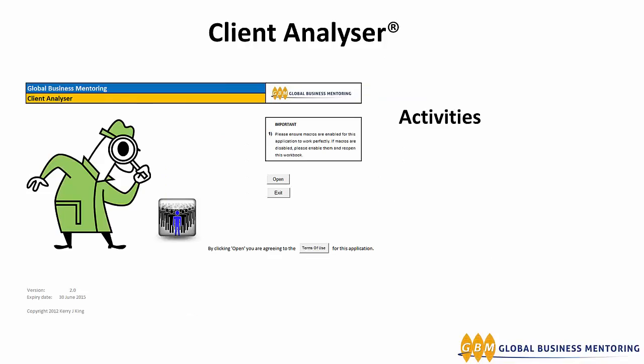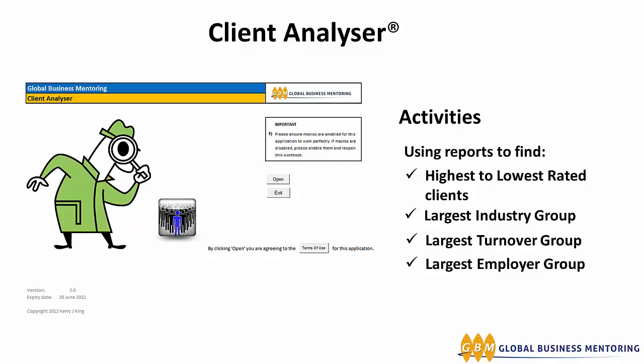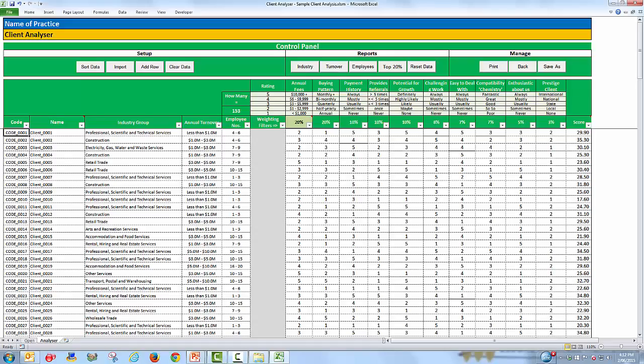And in today's tutorial, we're going to be looking at using reports to find our highest to lowest rated clients, the largest industry group within our client base, the largest turnover group, the largest employer group, and the top 20% of all clients. This is Client Analyzer, and in our worksheet it's fully populated with all of our client details.